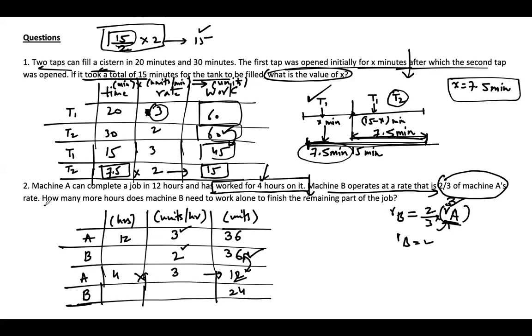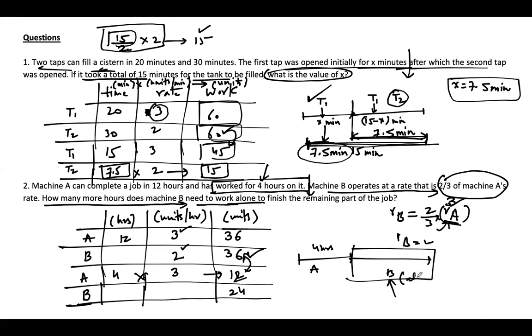So basically, the question is saying how many more hours does machine B need to work alone? That means, first of all, machine A worked for 4 hours. The question is asking how long it will take for machine B alone to complete the remainder of the work. The remaining work is 24. What is the rate of B? The rate of B is 2. So it will be 12 hours. So 12 hours is going to be the answer. Very good, Neil.